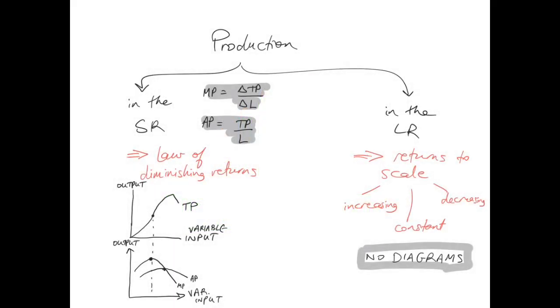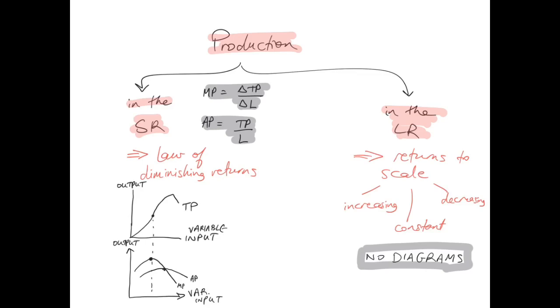Hey everyone, so I'm going to quickly review production costs, revenue, and profits, which is basically reviewing the first part of theory of the firm before we get into market structures. So let's begin with production. We split our analysis of production between two time periods. We'll look at production in the short run and production in the long run. So SR and LR. SR is short run, LR is long run.